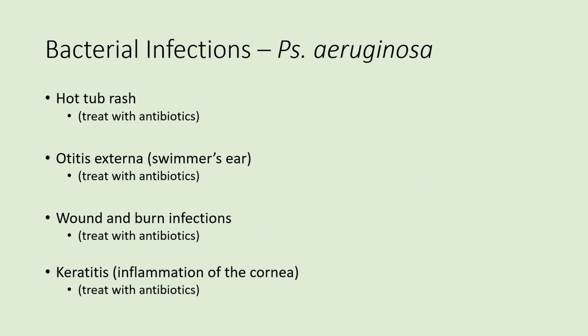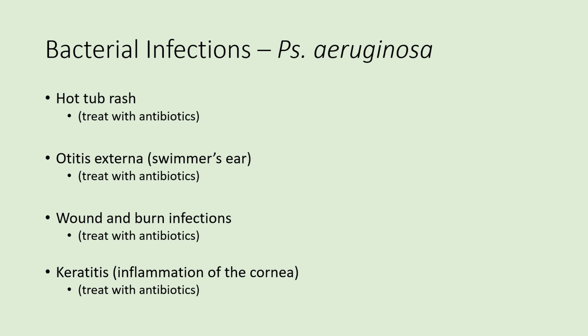So what are some of the bacterial infections caused by Pseudomonas aeruginosa? There's a condition known as hot tub rash, associated with spending time in a hot tub where the water gets contaminated. This can be treated with antibiotics. Otitis externa, which is commonly referred to as swimmer's ear, is also treated with antibiotics. Various wound and burn infections are notorious for getting infected with Pseudomonas aeruginosa. Once again, you can use antibiotics.